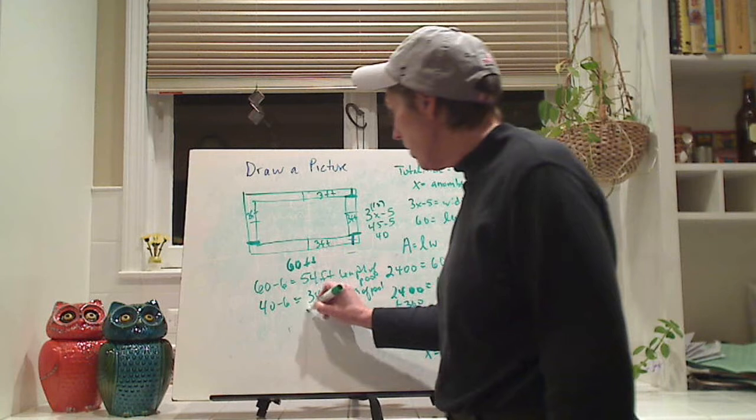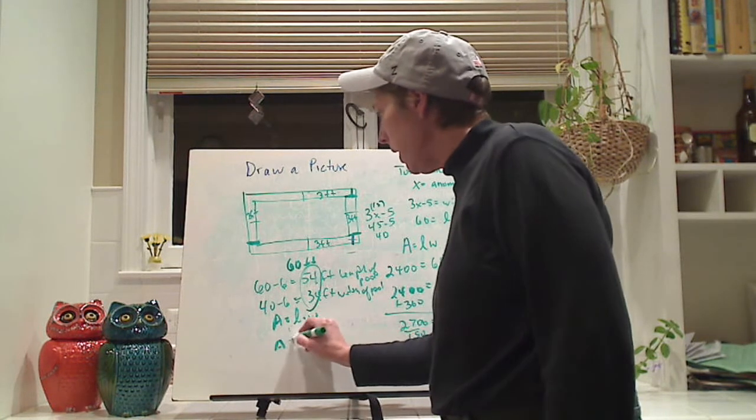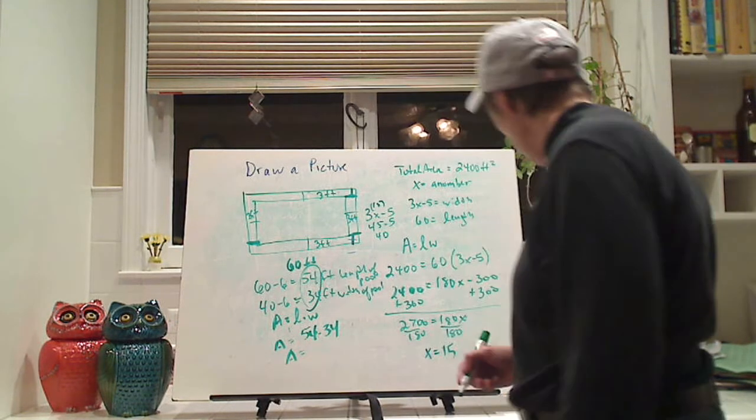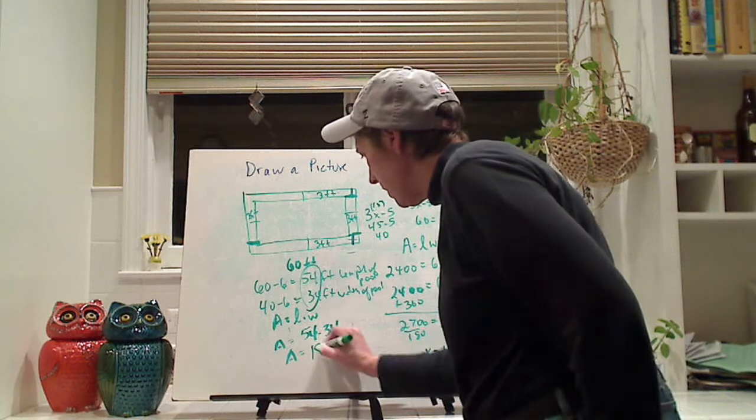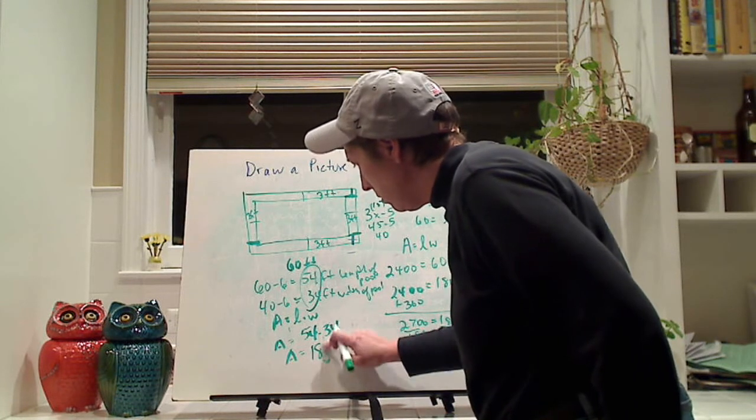So what are we going to do? We're going to multiply. We're going to go area equals length times width. We're going to say area equals 54 times 34. And area equals, if you multiply that out, it comes out to 1,836 square feet. Oh, that's ugly.